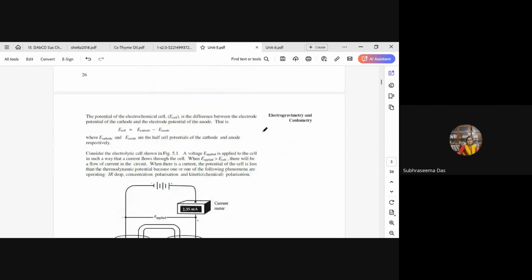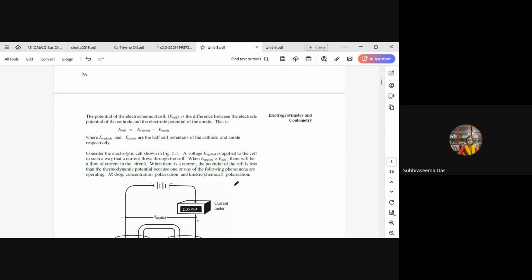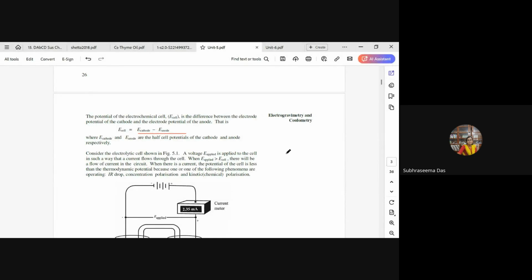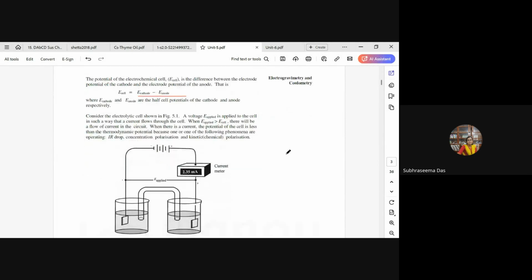Now, when we want to know the potential of the electrochemical cell, we can calculate the difference of the potentials of both the electrodes, that is, E cathode minus E anode. These are the electrode potentials of the cathode and anode. Once we know this, we can find out the total cell potential of the electrochemical cell.